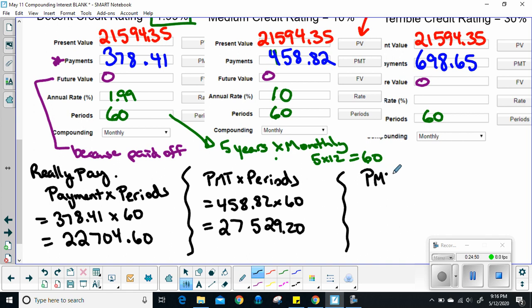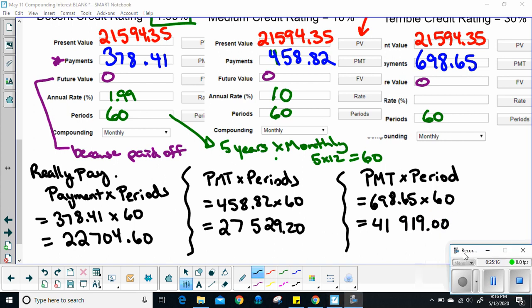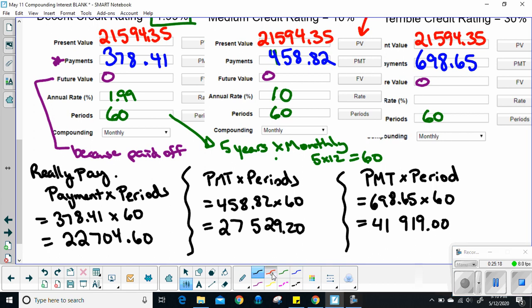How about our worst case scenario? So when you walk in there and you've never had any kind of credit whatsoever, $698.65 times 60. I don't know about this. Oh, $41,919. Holy cow, people. You're buying like a second car.